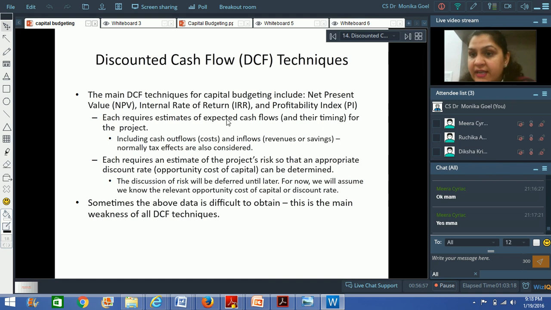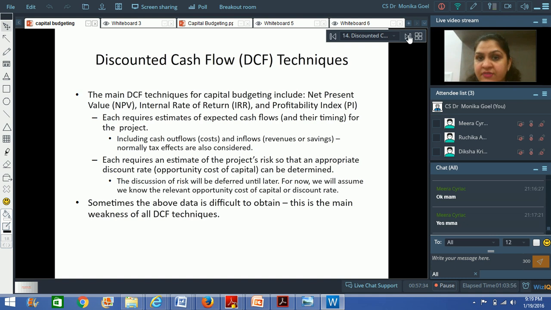Each method requires an estimate of the project's risk. So risk will be measured by your cost of capital. Risk in financial management is always measured by your cost of capital. How do we calculate the cost of capital? For that, we will do a complete chapter. So that discussion of cost of capital is deferred for now. Right now, we will assume that there is a cost of capital or a discount rate which will be given to us, right?